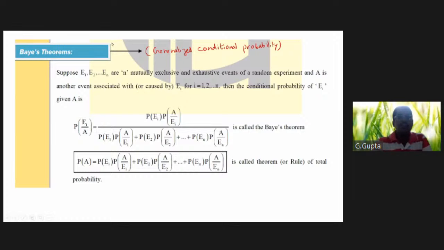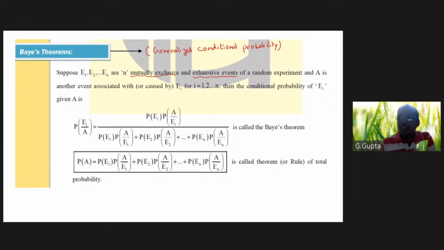Now, here, there are initially n events, E1, E2, so on, En. They are n mutually exclusive and exhaustive events. In the last class, I told you mutually exclusive means events cannot occur simultaneously. All the events don't happen simultaneously. Exhaustive events means total possible outcomes are distributed to E1, E2, so on, En, maybe equally or partially. That is, the total sample space S outcomes is divided into the n events E1, E2, so on, En of a random experiment.